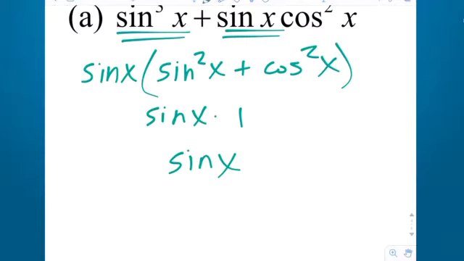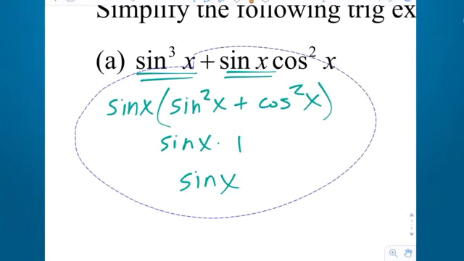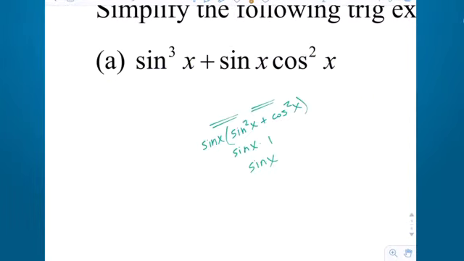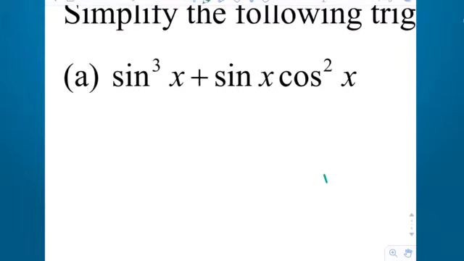Sometimes you just have to do something. In this case, factoring out sine worked. Is that the only way you could have proceeded? Heck no. Okay? You could have also done it this way. You could have said, you know what? I have a sine cubed, a sine, and a cosine squared.